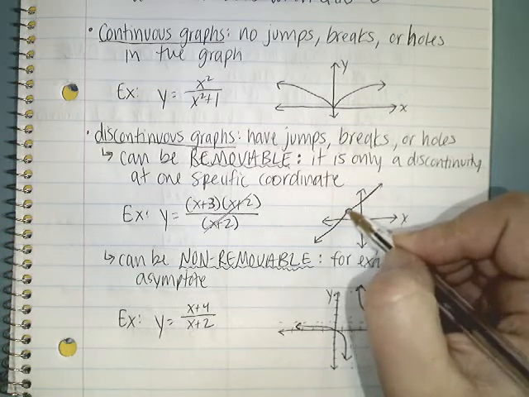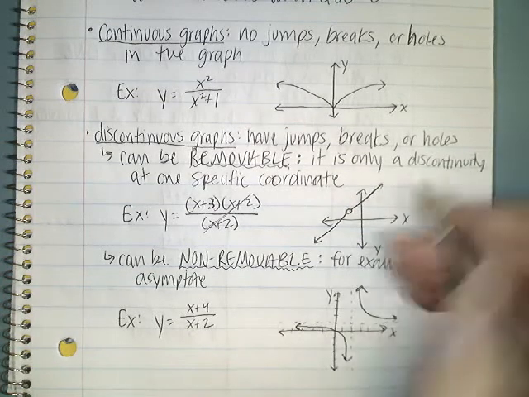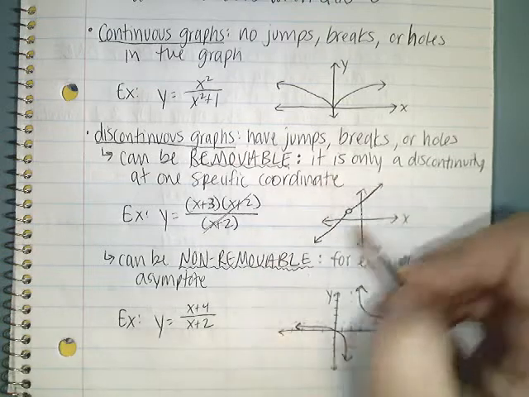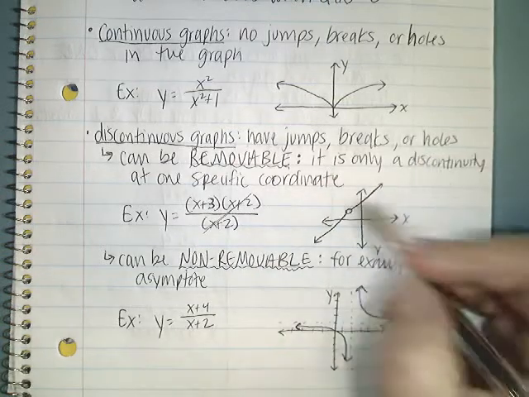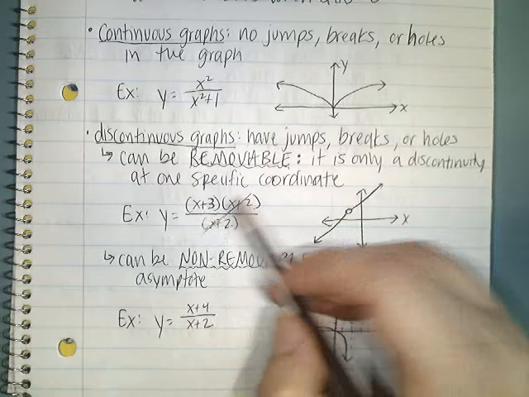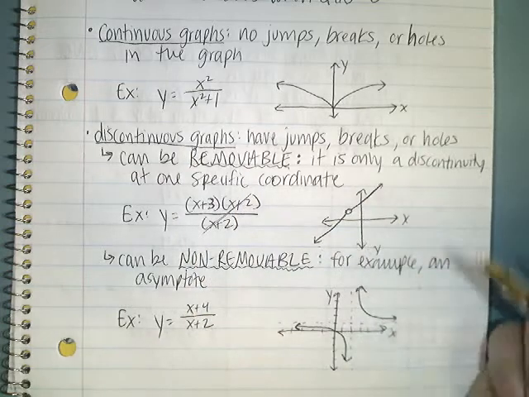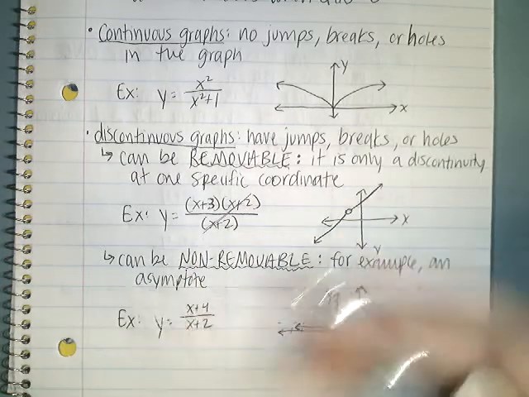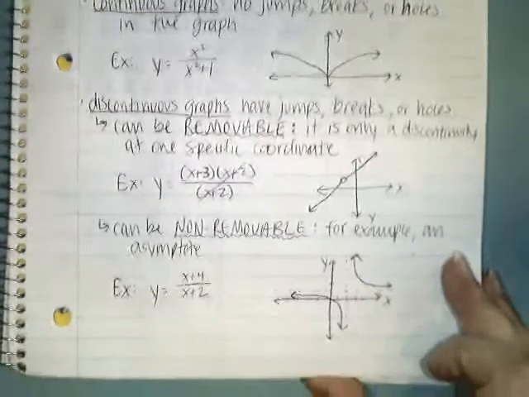say at this point, x now can be -2. It's fine now that we've canceled that out, and then that would remove the hole. But it still is technically a discontinuous graph until you make those adjustments.